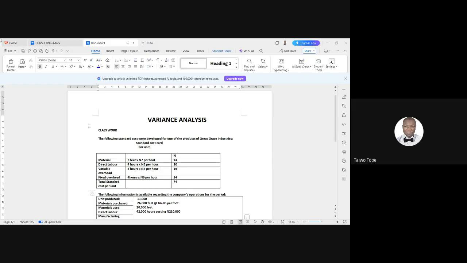So when we talk about the usage variance, we are trying to look at the relationship between what? Quantity. The classification of quantity in what term? Standard quantity based on actual production minus the actual quantity weighted by standard price. For those that are not in that class, hope you are following.